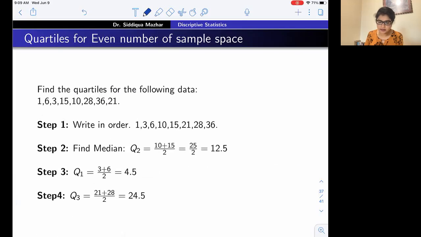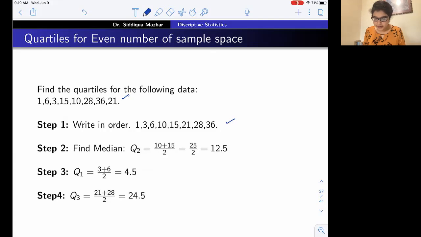Here is an example. If your data has an even number of values, how can you find your quartiles? Don't forget, Q1 is the bottom 25% of your sorted data, Q2 is the middle half of your data, and Q3 is the bottom 75% of your data. The first thing, which is very important, is sorted data. It has to be written in increasing order. This is not sorted, so in the first step I am going to write it down in a sorted way.